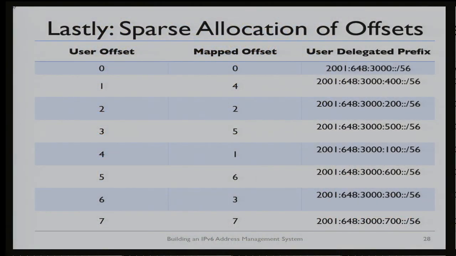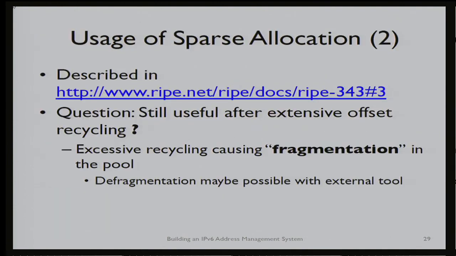Sparse allocation of offsets. As you've seen, we are allocating offsets, non-negative integers, one by one. So one idea that we've been toying with was, instead of assigning the offsets in a linear fashion, meaning 0, then 1, then 2, then 3, and so on, we could allocate them in a fashion like 0, then 4, then 2, then 6, and so on, in a modulo fashion. So this is described, and this is a very good practice, obviously, for higher levels of IPv6 address pools.